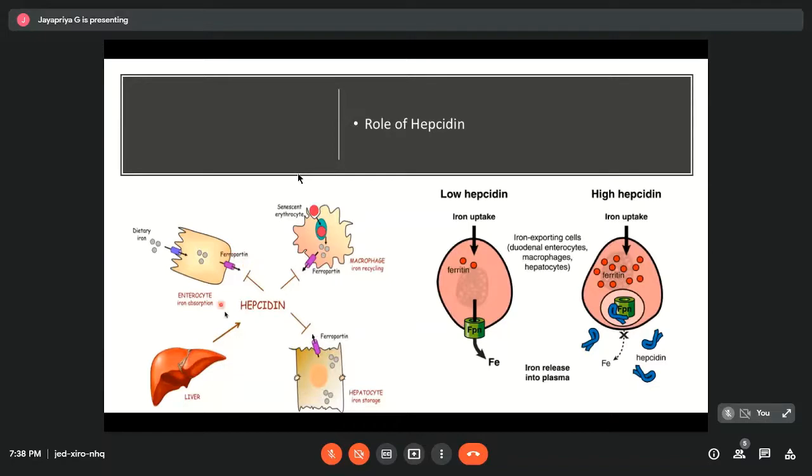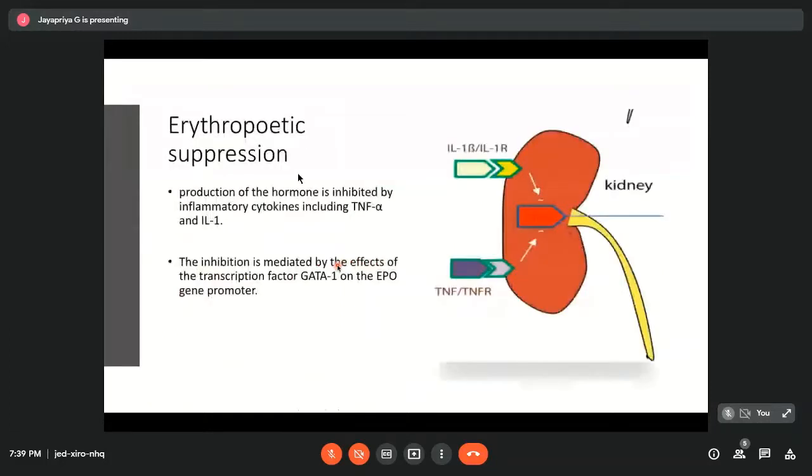But hepcidin will bind to the ferroportin and this ferroportin-hepcidin complex will be endocytosed and degraded. So once ferroportin is degraded, what happens? Ferroportin is the only exporter of iron into the blood. So when all the ferroportins get degraded, the iron cannot be exported into the blood and the stores start increasing while serum iron starts decreasing. So that is the role of hepcidin.